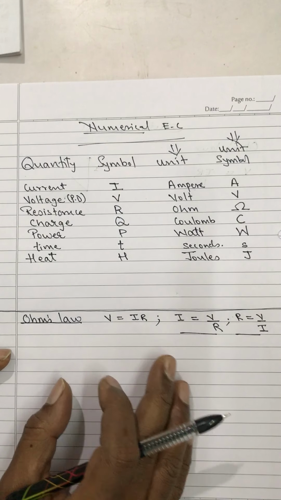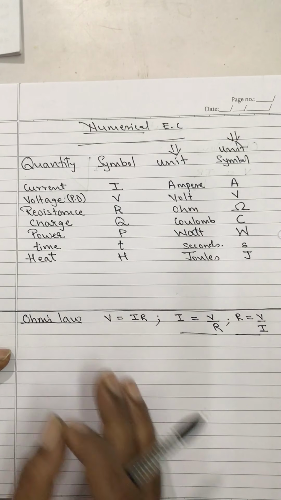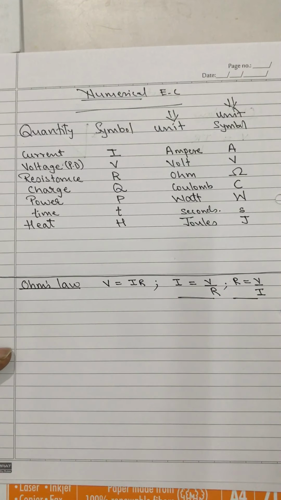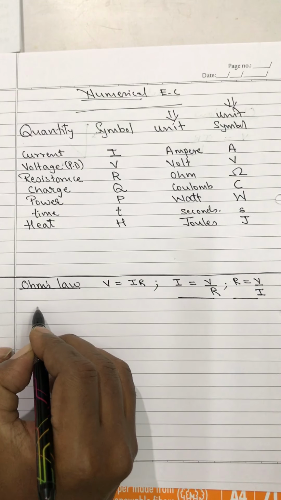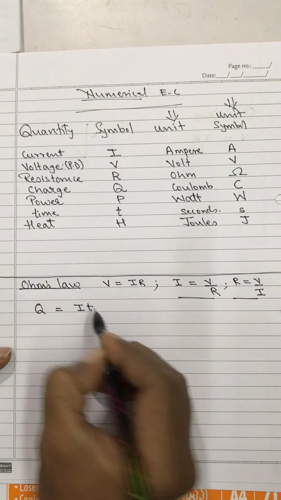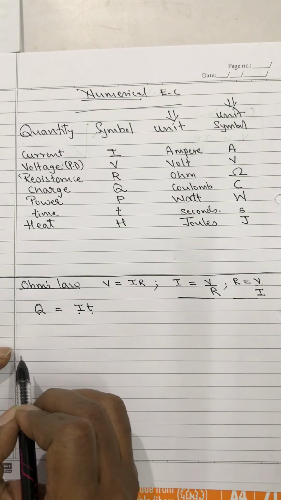Okay, of course, Ohm's law is a big topic. The graph and everything you have to remember properly. Understand Ohm's law properly. And then we have one more formula: Q is equal to IT. Charge is equal to current into time.